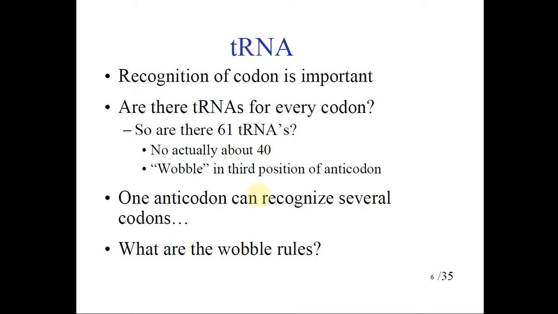This is the basis for the Wobble hypothesis. The Wobble hypothesis states that the third position of the anticodon is not fully complementary with the codon. So this base pairing may vary, and therefore the third position of the anticodon is known as the Wobble base. So one anticodon can recognize several codons.